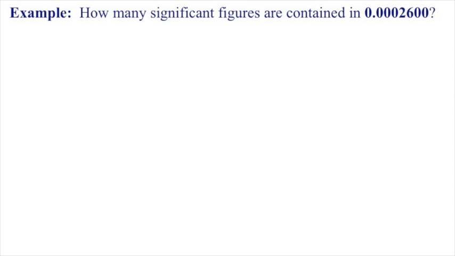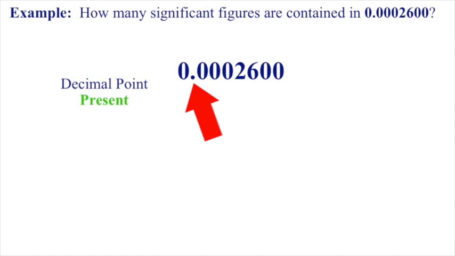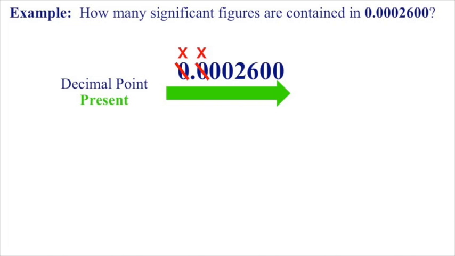For the next example problem, let's figure out how many significant figures are contained in the number 0.0002600. Note that this number was written with the decimal point present. Therefore, we'll inspect the numbers from left to right. We'll start at the first non-zero number and we'll count every number, including any zeros that may be present, after that. Note that in this problem, 2 of the zeros are significant. The reason for this is once we reach the first non-zero number, all the numbers are significant, including zeros. This number has 4 significant figures.